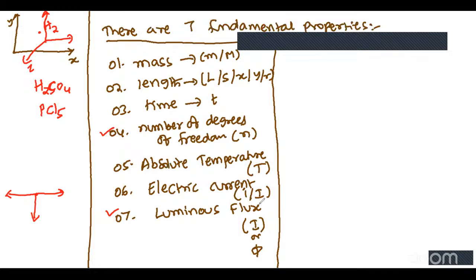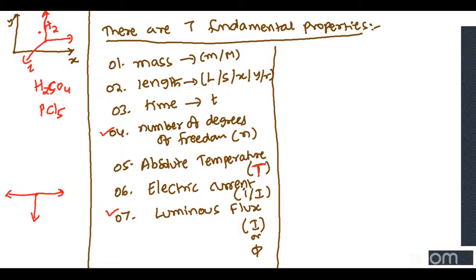Absolute temperature: temperature can be in Celsius or Kelvin. For Kelvin, we indicate with K. Temperature we indicate with T. The SI unit of temperature is Kelvin. Even Celsius also comes down to this, so that's why temperature is indicated with capital T. So it can vibrate in any direction.